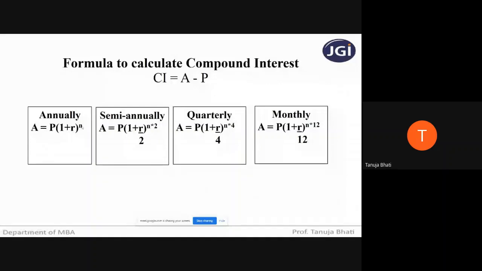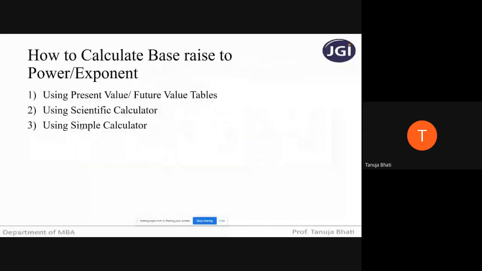So in the exam, how are you going to solve this? There are three ways in which you can solve this. First is by using the present value and future value tables. These are the tables that are given to you all in your examination hall. It's very simple. Just look at these tables and you will arrive at the value of a base raised to some power or exponent. How to use this table and derive values, we will see in the succeeding slides.